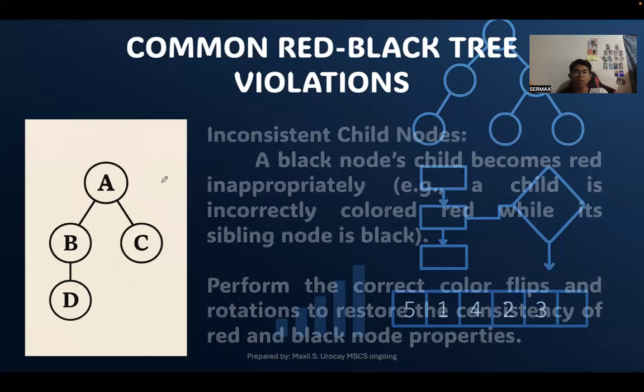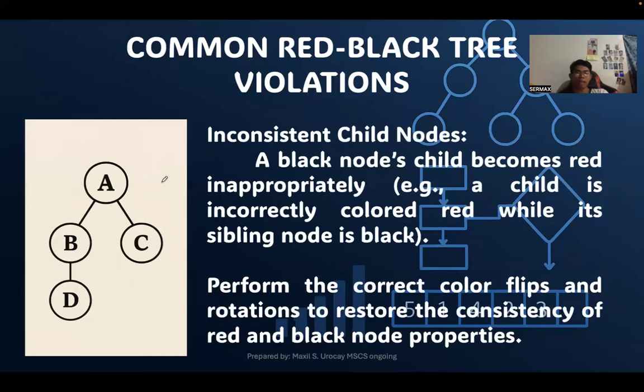Okay. Now, inconsistent child nodes. A black node's child becomes red inappropriately, like the child is incorrectly colored red while its sibling node is black. So if there are inconsistent child nodes, we'll perform the correct color flips and rotations to restore the consistency of the red and black properties.